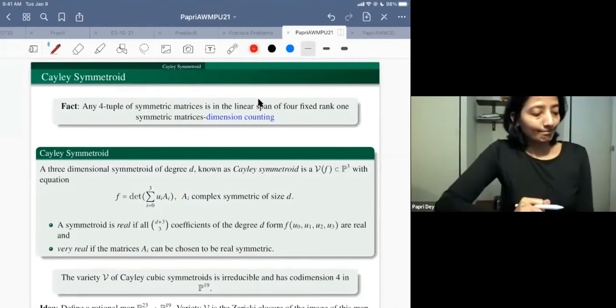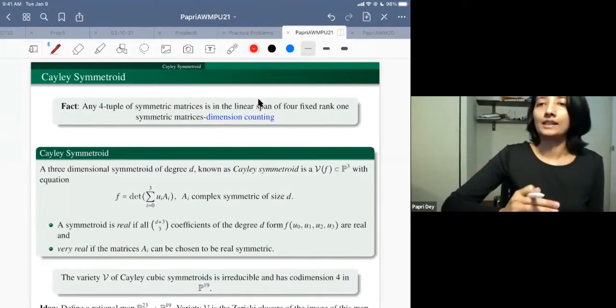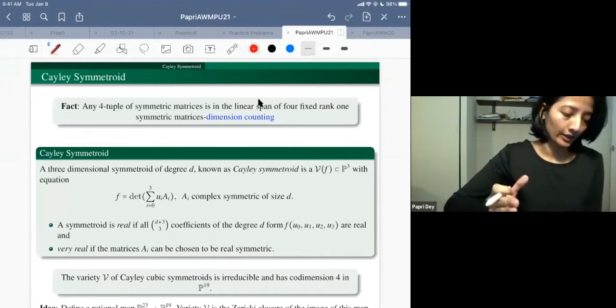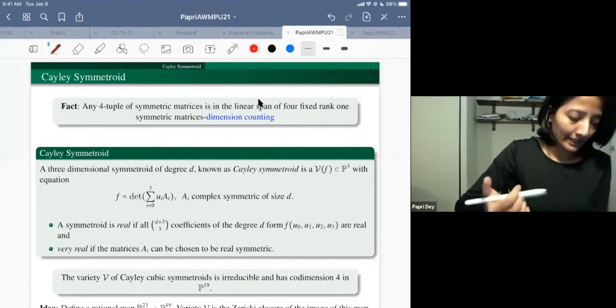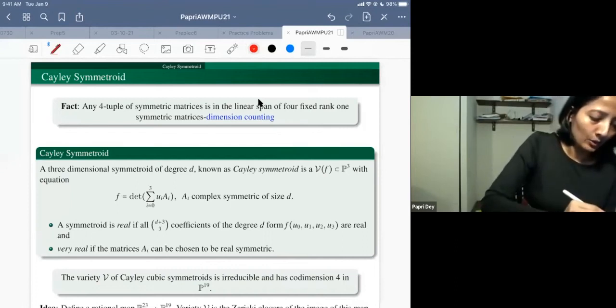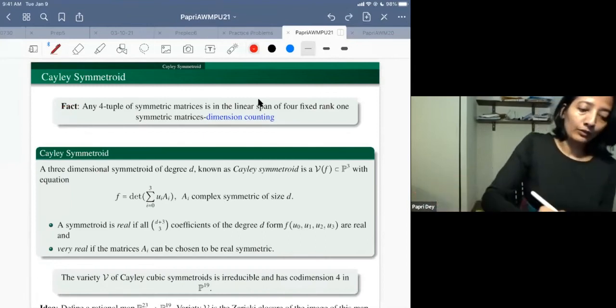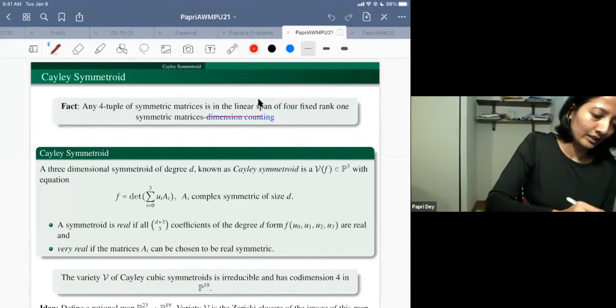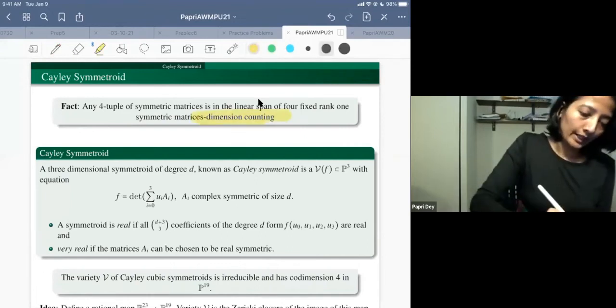So this is another side of the story: this degeneracy locus has a nice connection with the Cayley symmetroid. Now, what is the Cayley symmetroid and why is it true? First, it is based on one fact that any 4-tuple of symmetric matrices is in the linear span of 4 fixed rank 1 symmetric matrices. And this can also be proved using dimension counting.